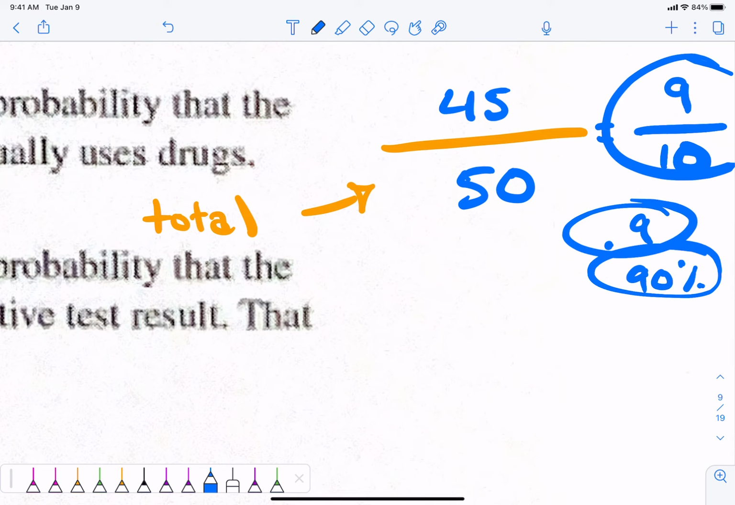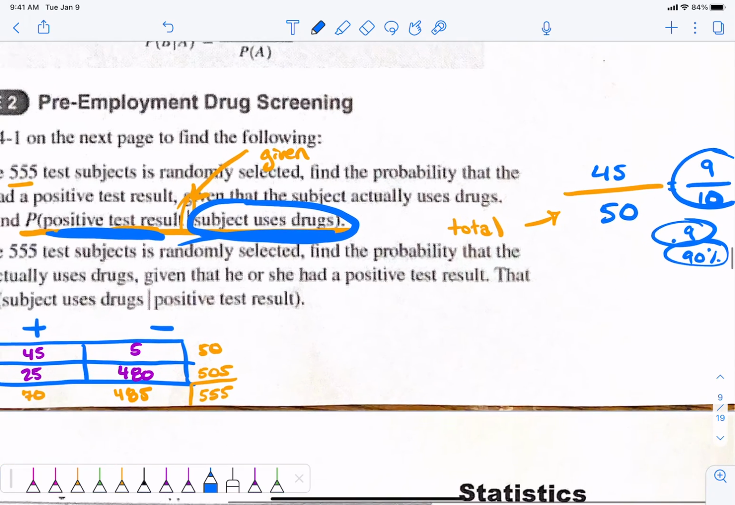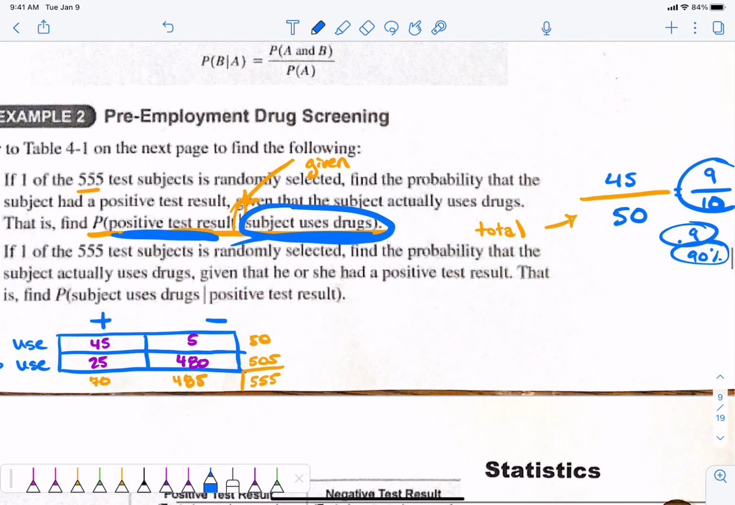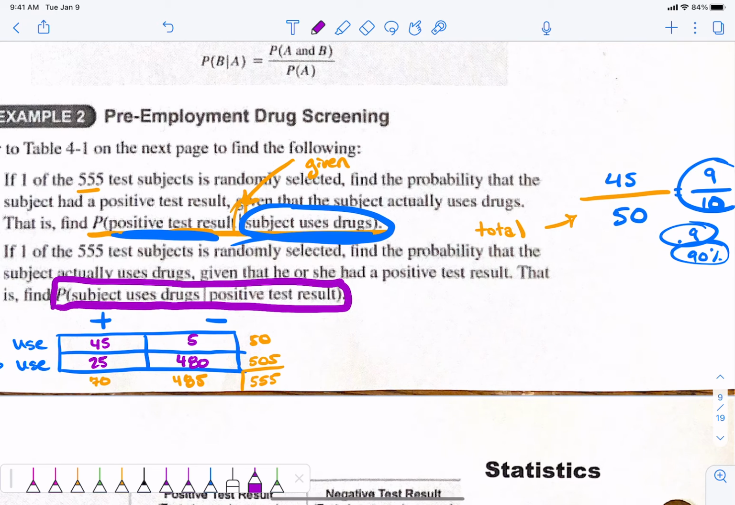One of those, however it has you write your answer. Do you want to attempt the second one on your own? Yeah, attempt it. I'll give you like 30 seconds. This is what you're looking for: the probability the subject uses drugs given that they had a positive test result. Try that one on your own. Don't say it out loud. Just try it, and then we'll do it here in 30 seconds. Go.